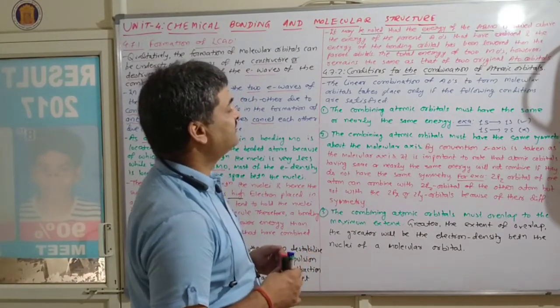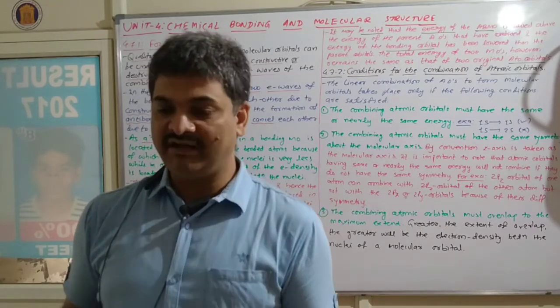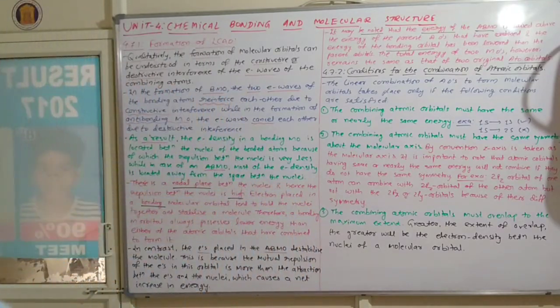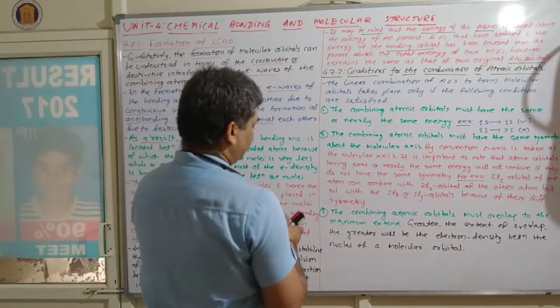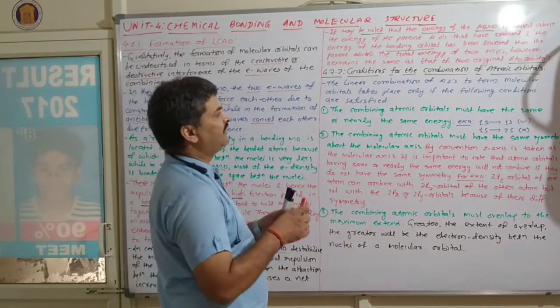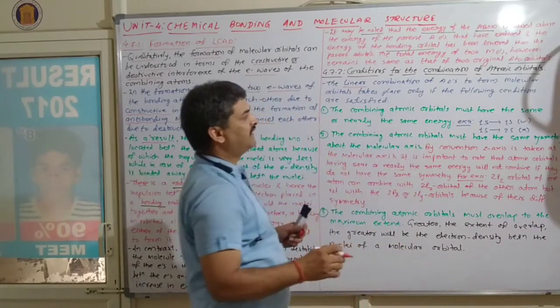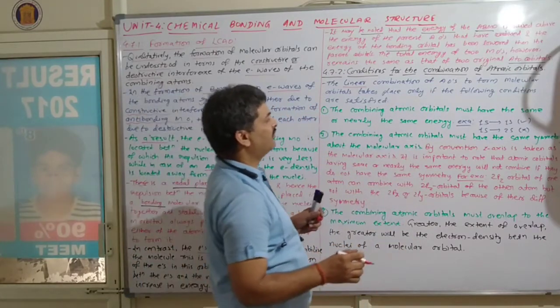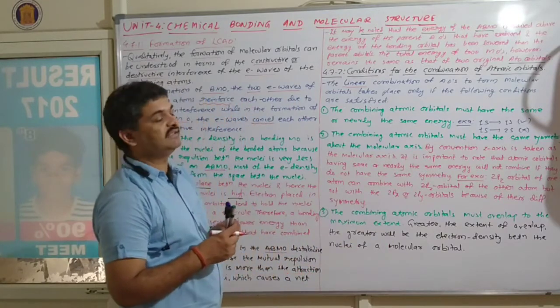So this is the condition for the combination of atomic orbitals. Whenever we are forming molecular orbitals, some conditions are required. These conditions are as follows. Look, the linear combination of atomic orbitals to form molecular orbitals takes place only if the following conditions are satisfied.